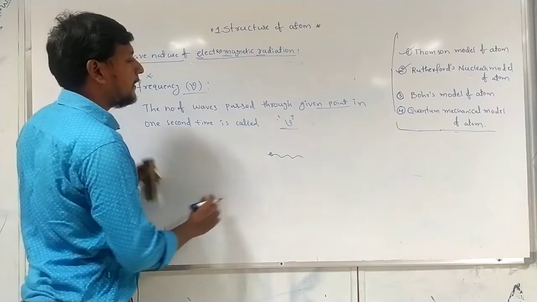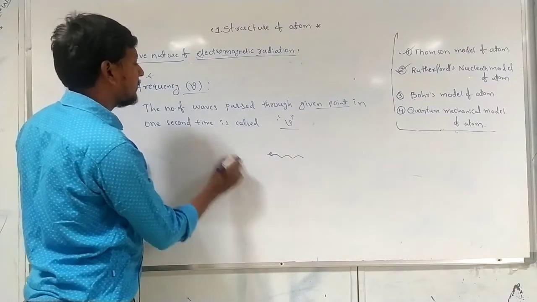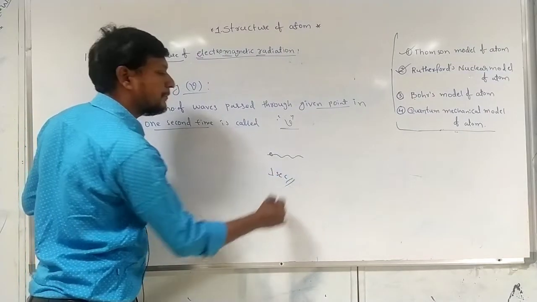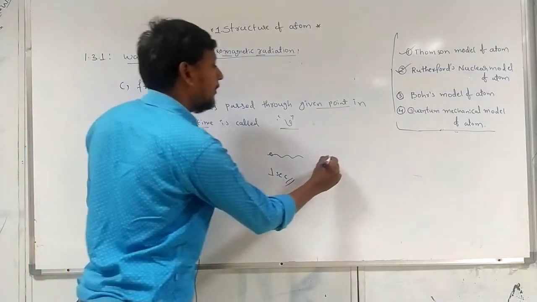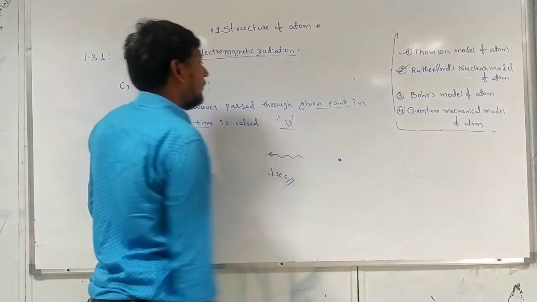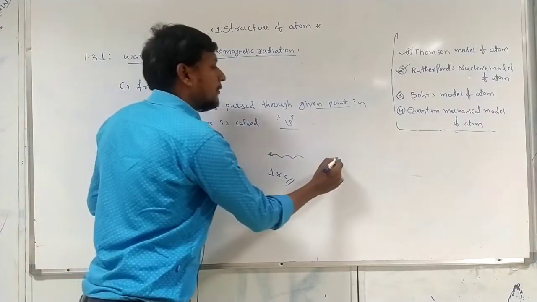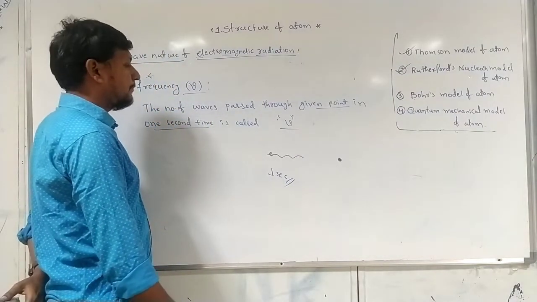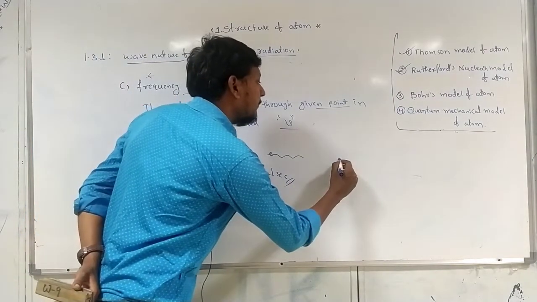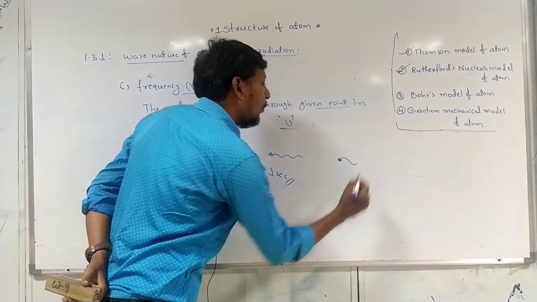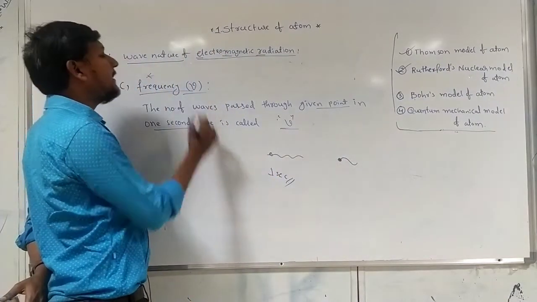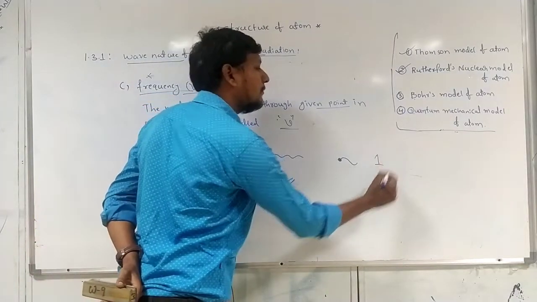Here, how many waves pass in 1 second? The condition is 1 second of time. For example, through a point in 1 second, 1 wave is passed. The frequency is 1.